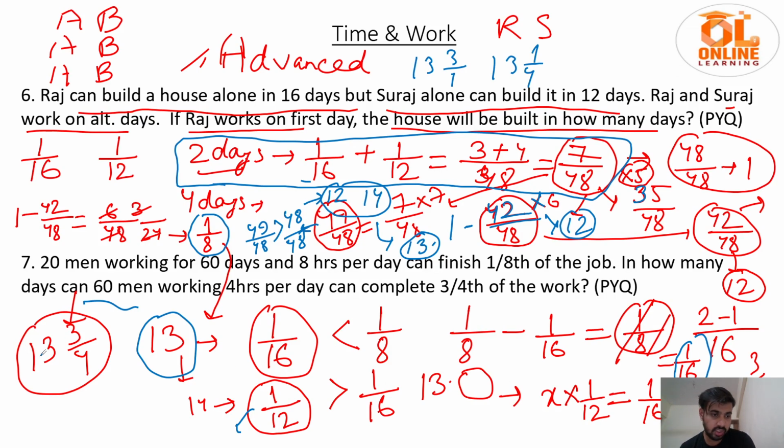So in total we will have 12 days, plus 1 day of Raj, plus 3 by 4 days of Suraj. So that will be 13 and 3 by 4 days.